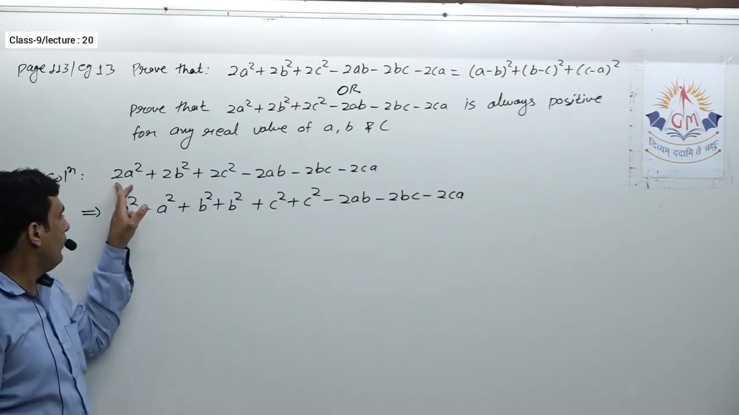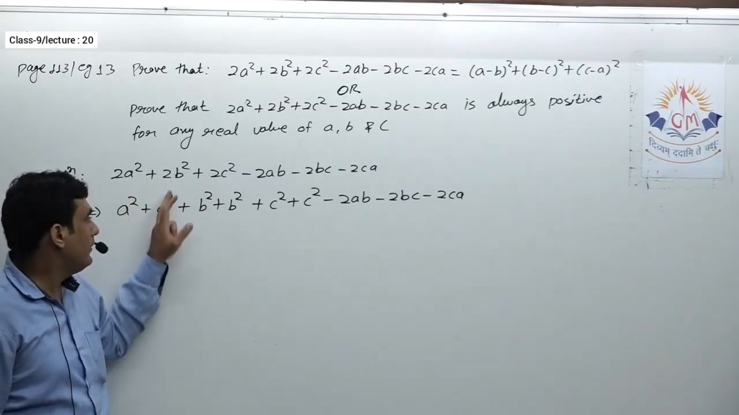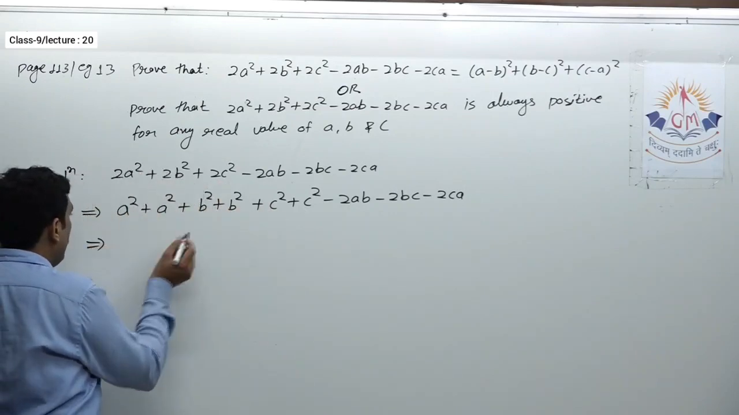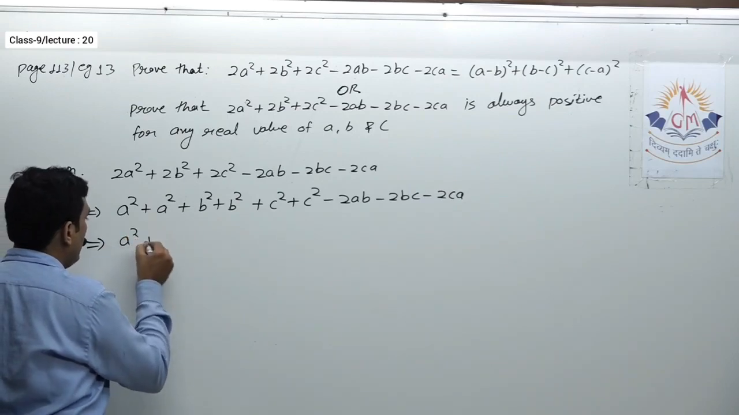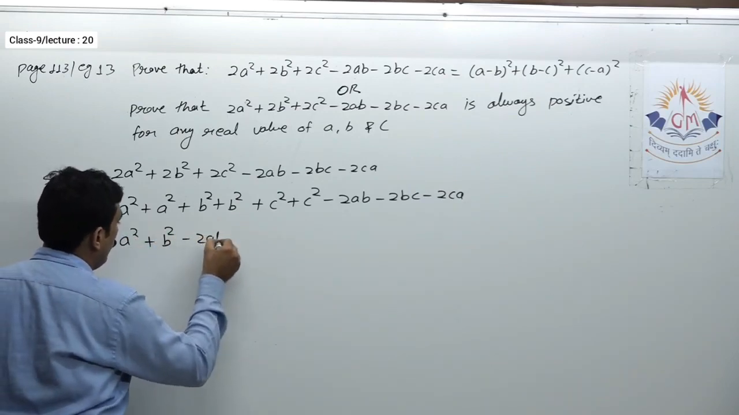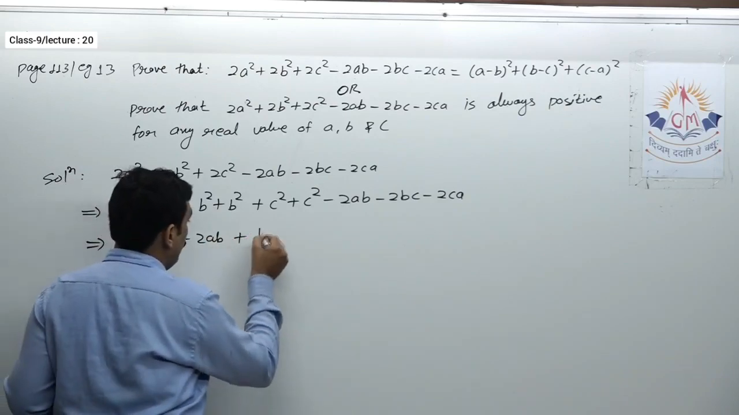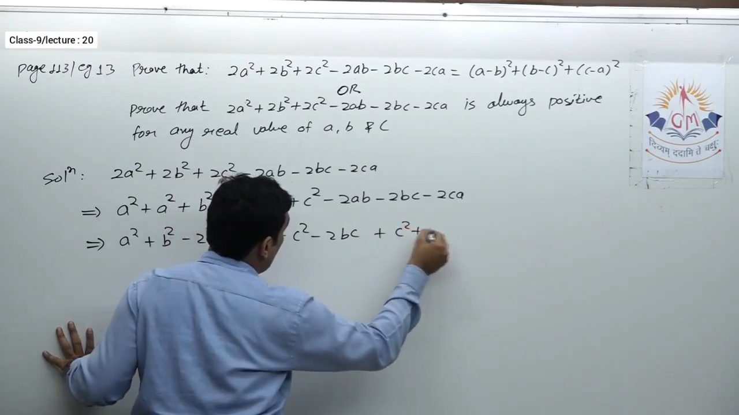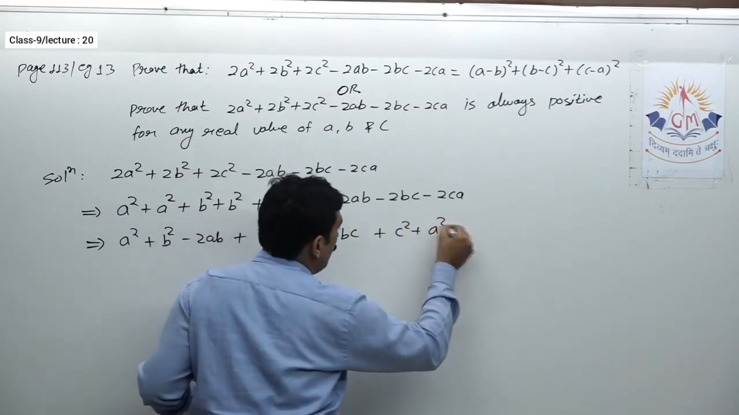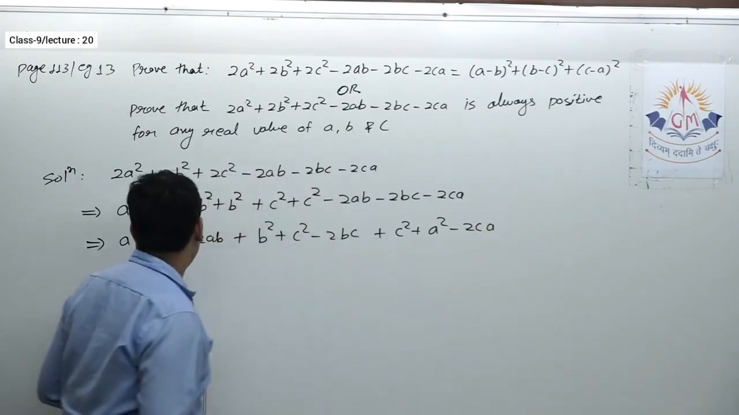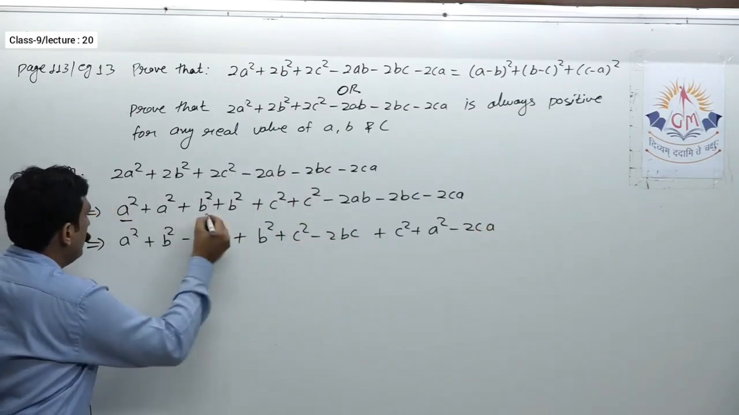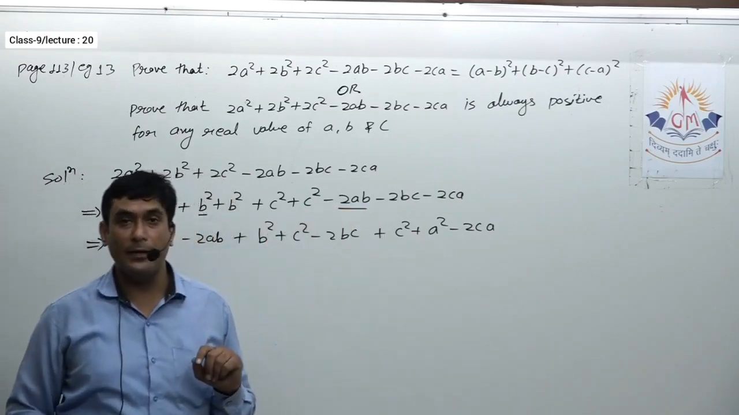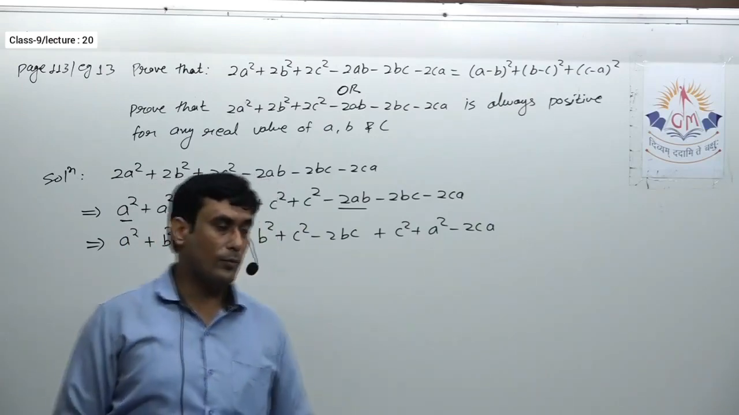Okay, so 2a² can be written as 2 times a², similarly 2 times b², 2 times c². Now I am rearranging these terms. First I am writing a², then b², then −2ab, plus b² + c² − 2bc, plus c² + a² − 2ca. What I did is I took a², b², and −2ab, because by taking these three terms I can get an identity, that is (a − b)².